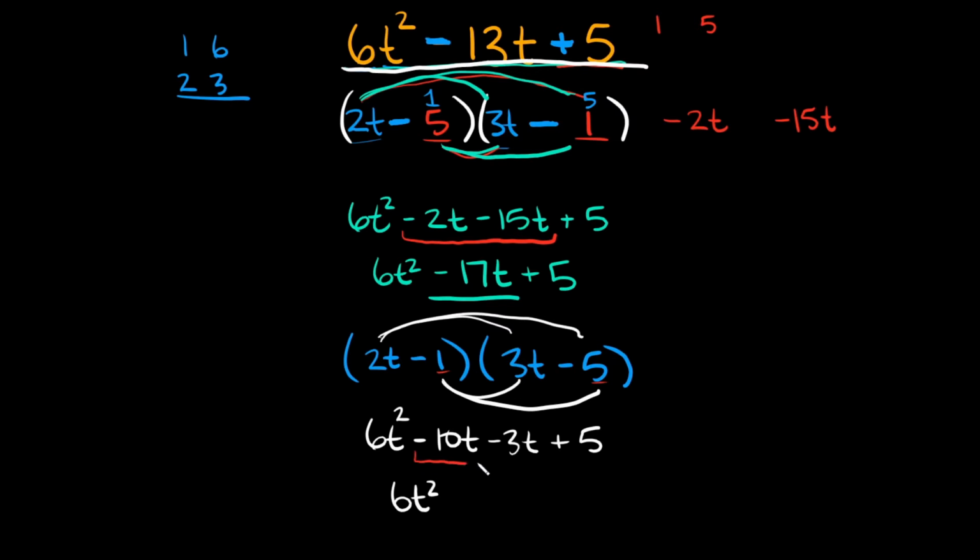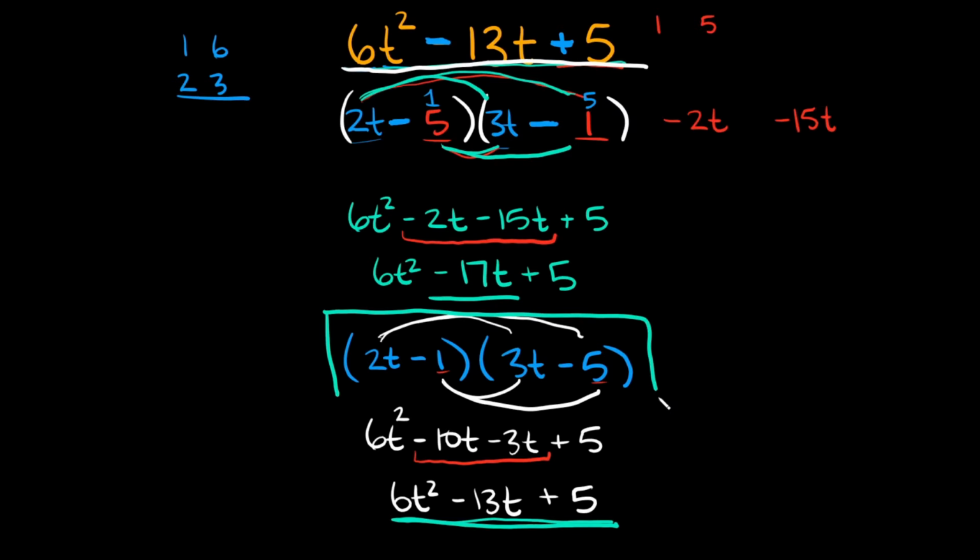And then here we can combine these two terms again, right? Negative 10t minus 3t is equal to negative 13t. So negative 13t, and then plus 5. Okay, so did we just wind up back where we started? Yes, we did, right? Up here we have 6t squared minus 13t plus 5, and down here we have the exact same thing. Okay, so that means this factored answer right here was correct, right?